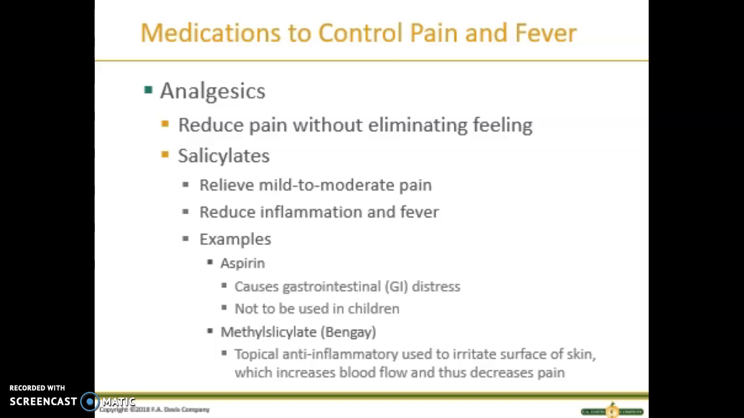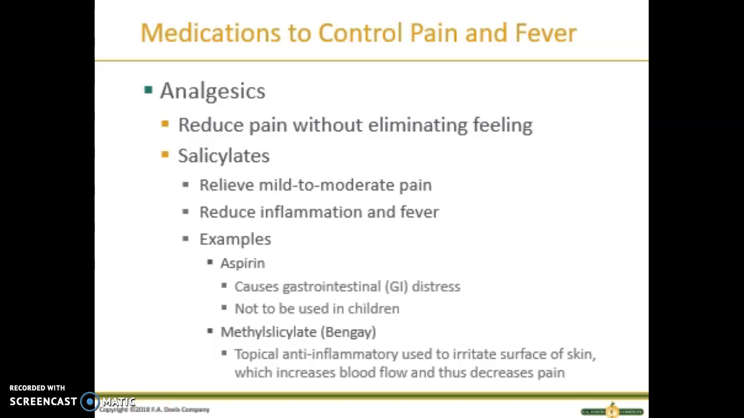Now let's take a look at medications to control pain and fever. So it's important to note that pain is perceived in various ways among patients, and treatment is based on each person's perception of that pain. So one person's pain in a situation can be completely different than another, and so it is based on the patient. Analgesics reduce pain without eliminating feeling or sensation.